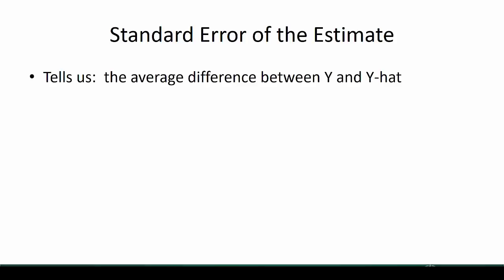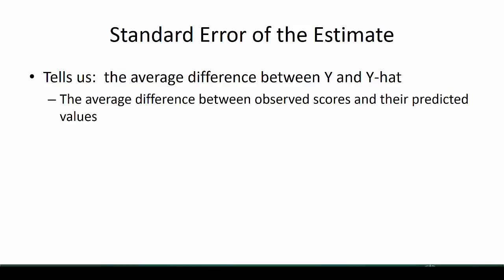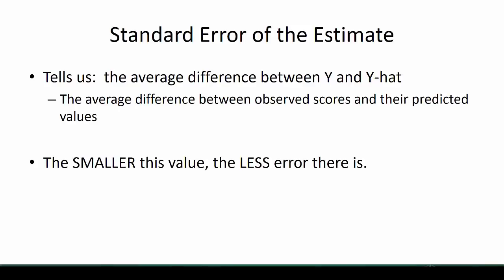The output provides a statistic that's called the standard error of the estimate. This will give us an idea of what our average error is. So it'll provide the average difference between y and y hat. Ideally, we want this value to be small. The smaller it is, the less error there is.